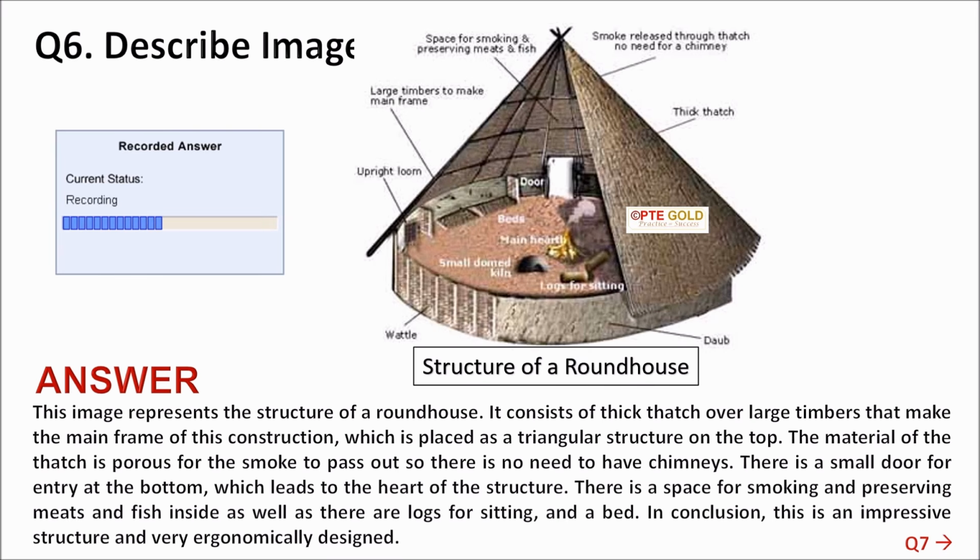chimneys. There is a small door for entry at the bottom, which leads to the heart of the structure. There is a space for smoking and preserving meats and fish inside, as well as there are logs for sitting, and a bed. In conclusion, this is an impressive structure and very ergonomically designed.